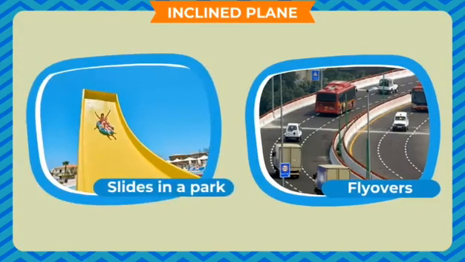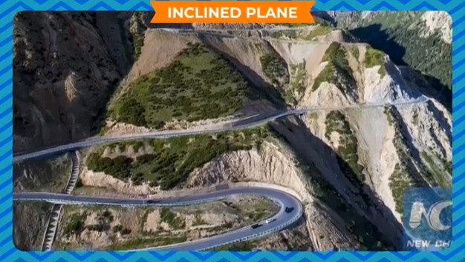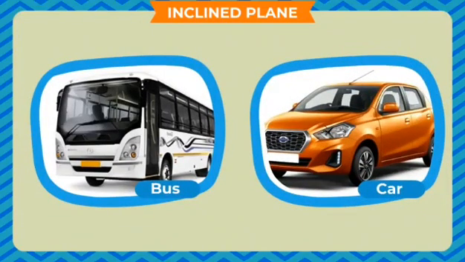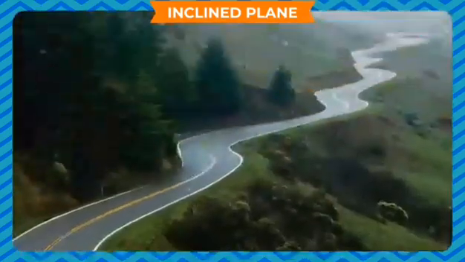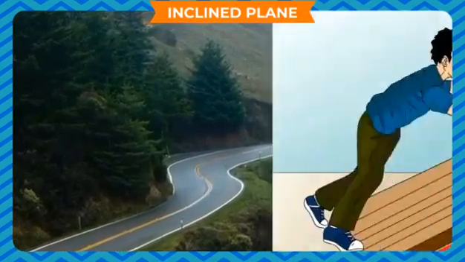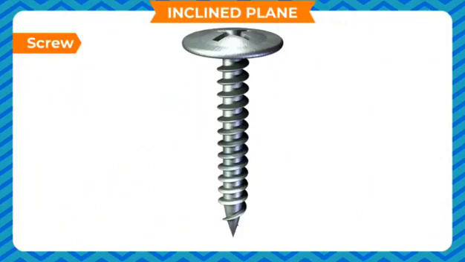Even flyovers and slides in a park are inclined planes. Have you seen a winding mountain road? It is also an inclined plane. It is nearly impossible for a bus or a car to go up on a steep road. Buses and cars go up the mountains easily through the winding roads having a gradual slope, because lesser effort is needed to go up through the winding road. Remember, if the slope of an inclined plane is more gradual, the effort required to push a load up will be lesser.